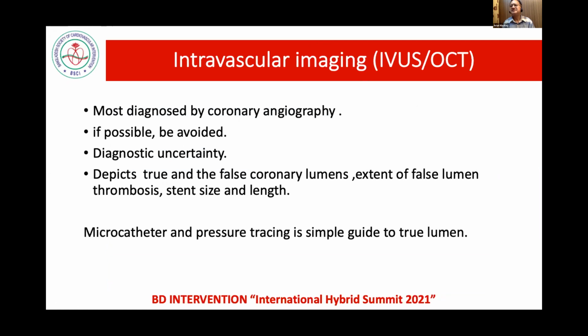The current recommendation is that if the diagnosis is confirmed, you don't need to do any IVUS in these patients. But if there's diagnostic uncertainty, like a type 3 lesion, then you should do IVUS. The advantage is it will depict the true and false lumen, extent of false lumen, stent thrombosis, stent size and length. What I do, as we are not expert in doing IVUS and treating these patients, is pass the wire, pass the microcatheter and see the pressure. If the pressure is normal, then you are sure you are in the true lumen. So this is one technique which I follow.